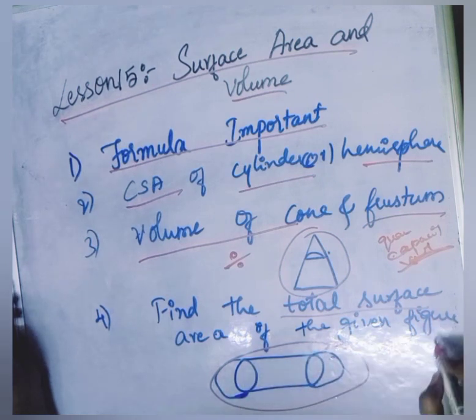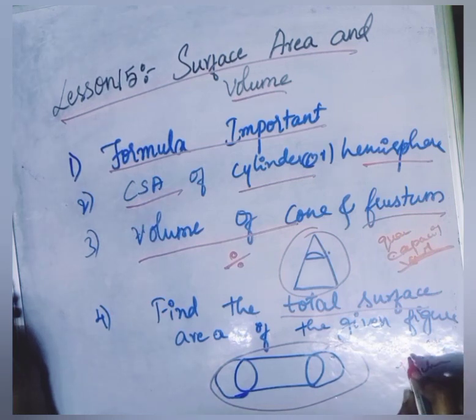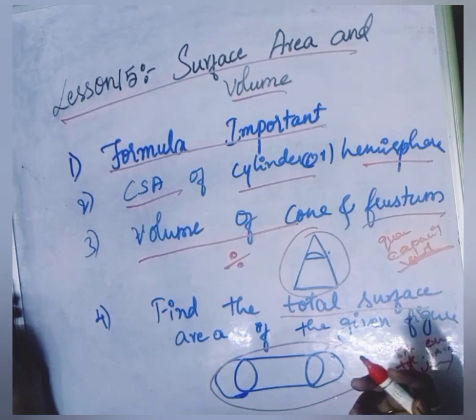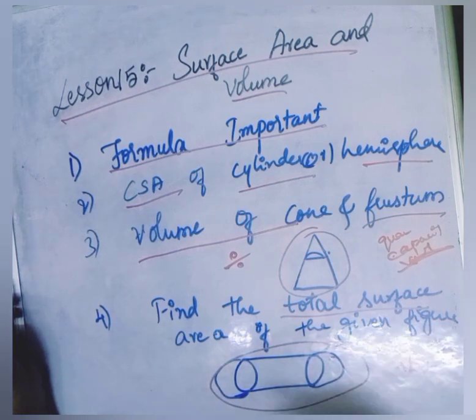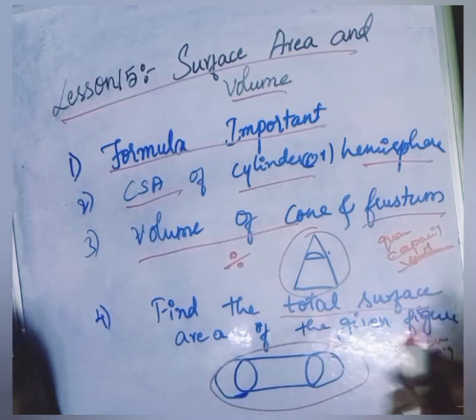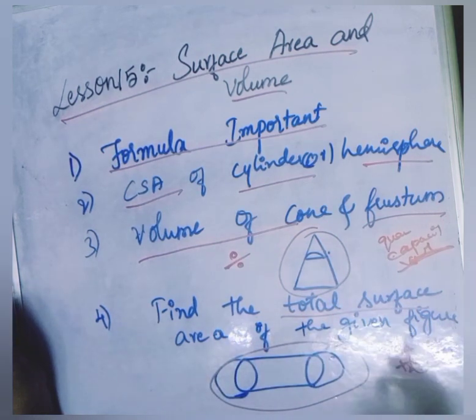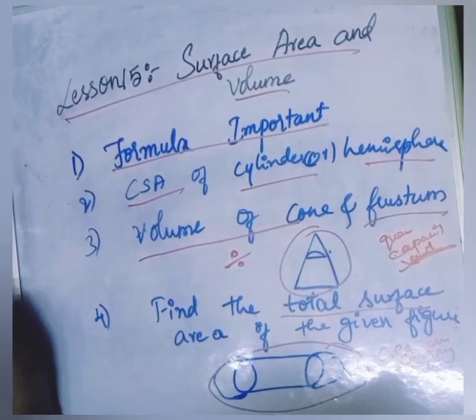For example, for the cylinder, curved surface area of cylinder plus 2 into curved surface area of hemisphere, because we have 2. Otherwise, if they say volume, then volume of cylinder plus 2 into volume of hemisphere, like that. They will give questions like this. They may extend it, otherwise it may be a big question, but if you understand properly, it is a very easy question, so you need to go through that. For everything, formulas are very important, you need to check them properly.